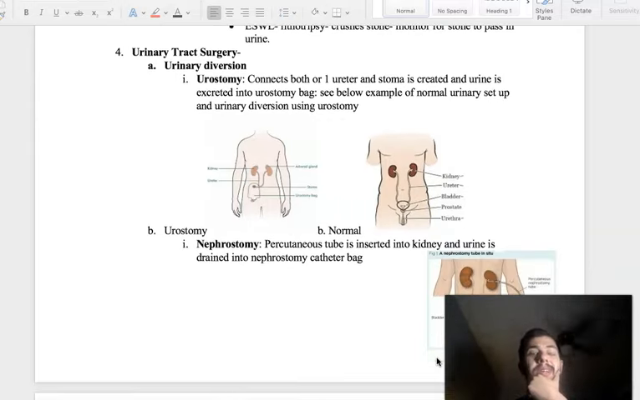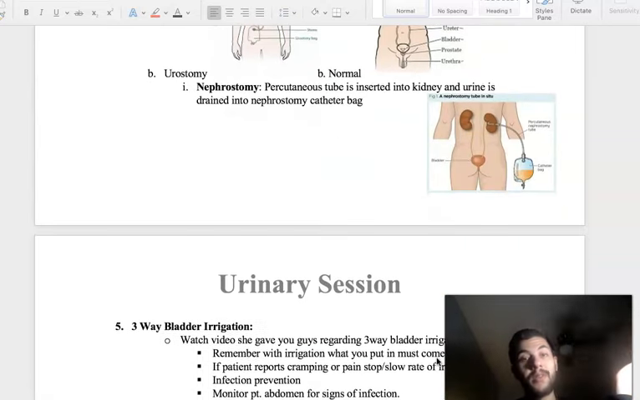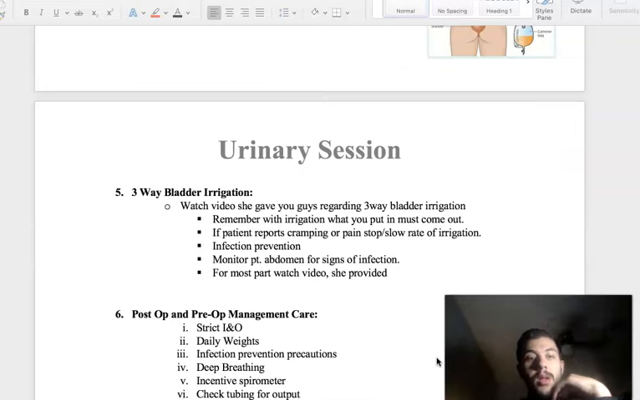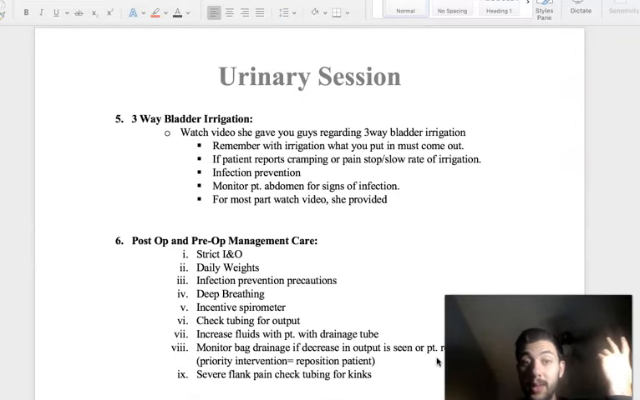Urinary tract surgery: you have a urinary diversion, urostomy. Basically, it connects the ureters to the stoma so the urine can exit through the urostomy bag. You have nephrostomy, where a percutaneous tube is inserted into the kidney and the urine is drained out into the nephrostomy bag. You have the three-way bladder irrigation.